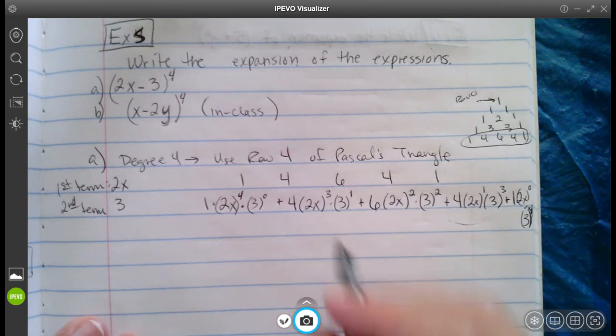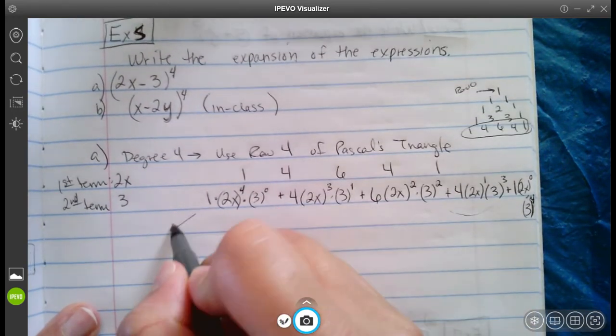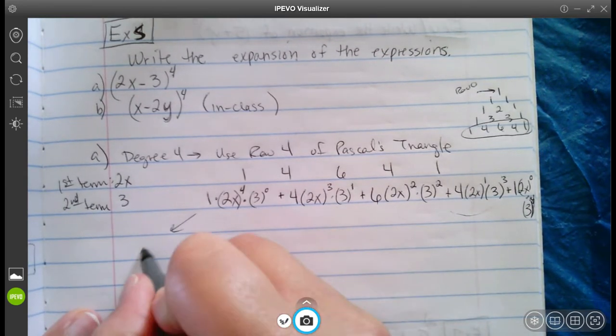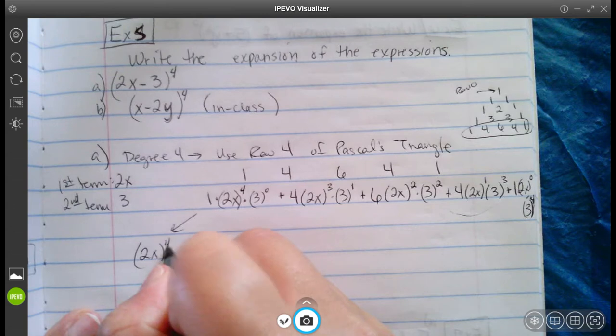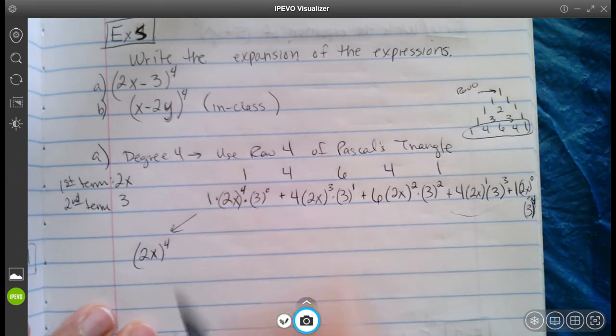Okay, so let's rewrite this now. I'm going to write this a little bit nicer, move it more over this way so it fits. So let's move it over here. 1 times anything is just 1. So here I just have 2x to the 4th power. And we'll reduce it right now. We're going to go a little step by step here.